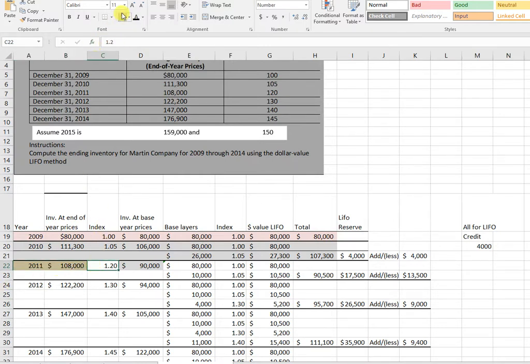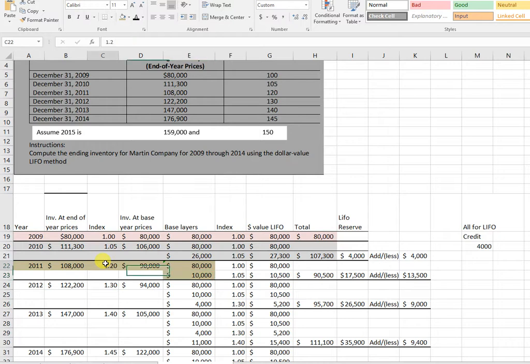I bring it back all to base level prices. So again, this will be going lower. So 108 divided by 120 is 90,000. I look up here, my layers are 80 and 26. I can have all of the 80,000, but I don't have enough to get all of the 26. So I only get 10 of the 26 because that has to add up to 90,000.